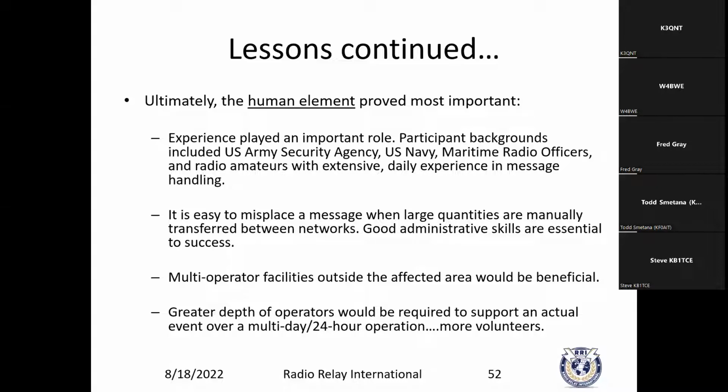Good administrative skills are essential to success, and certainly are a methodology to eliminate these potential fatal errors or lost messages. And of course, there is something to be said for multi-operator facilities that are located outside the area. And that's the way we handled the interface with the NRCC, right? We put operators in a place where all they had to worry about was radio operating. Okay, didn't have to worry about the disaster, didn't have to worry about getting involved in distractions.